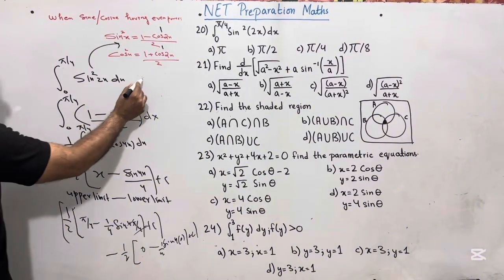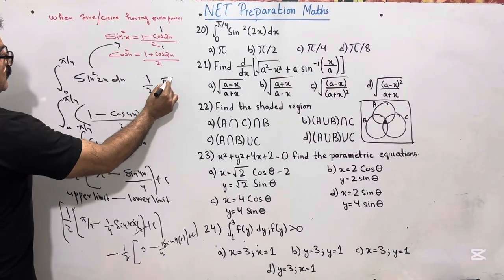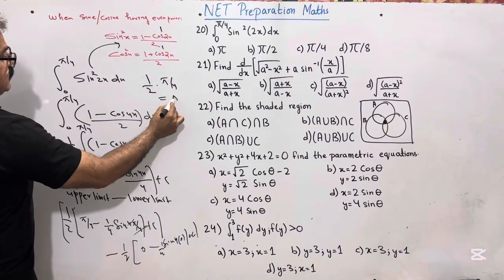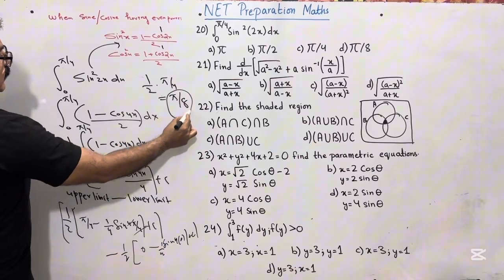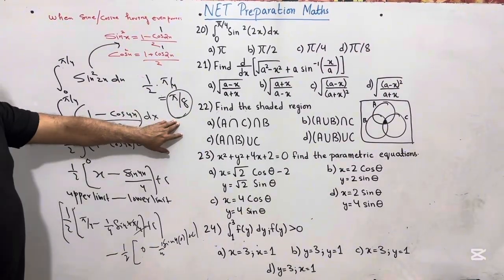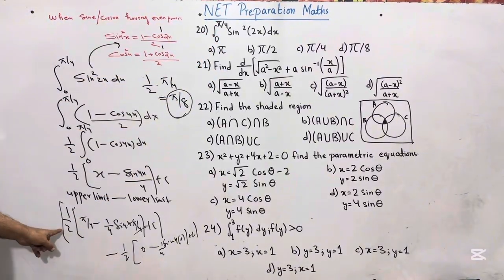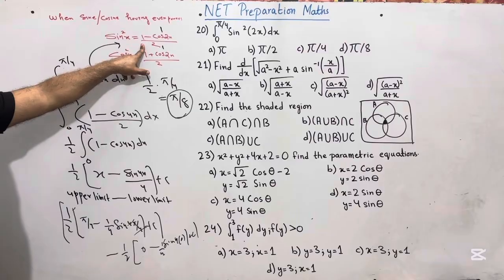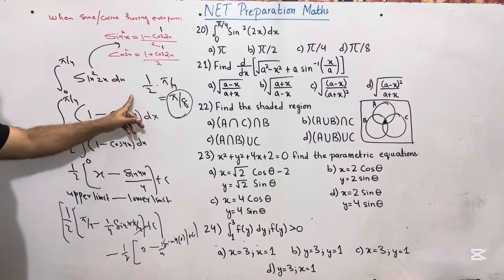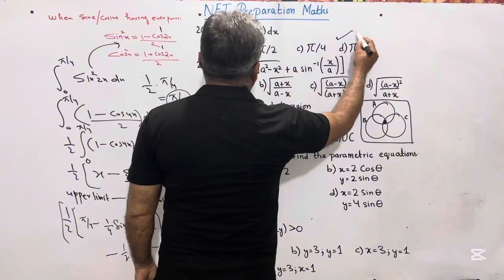1 upon 2 times pi upon 4. So our answer turns out to be pi over 8. That is the limit pi over 4 we have finally, and 1 upon 2 from this formula. 2 times 4 is 8, pi upon 8 is our right answer in that case.